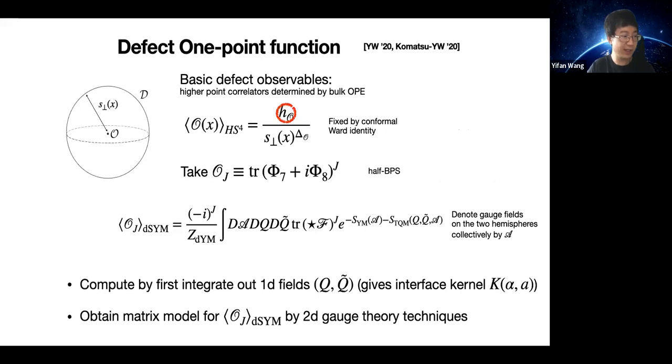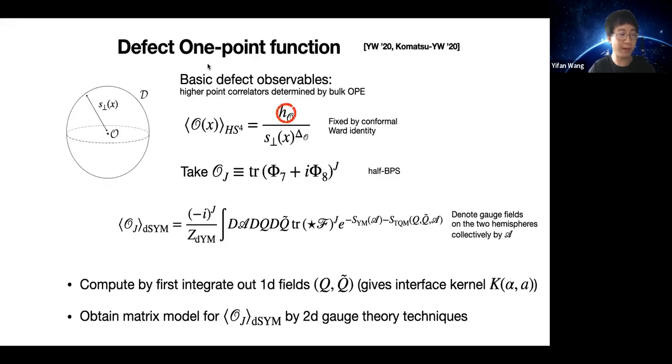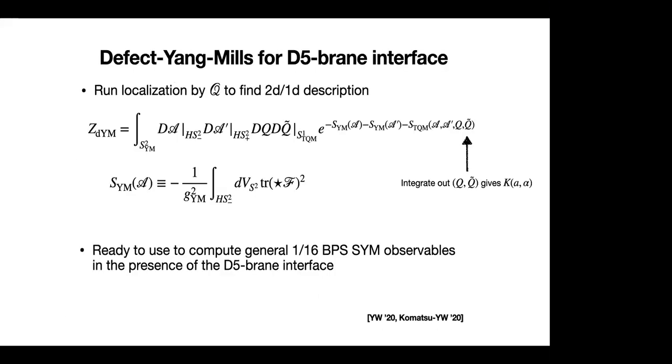Okay, so let's now apply this machinery to the particular example that I mentioned, which is the rather basic observable in the presence of interface defect. Is this Q matter charged under this 2D gauge group, U(N) 2D gauge fields?